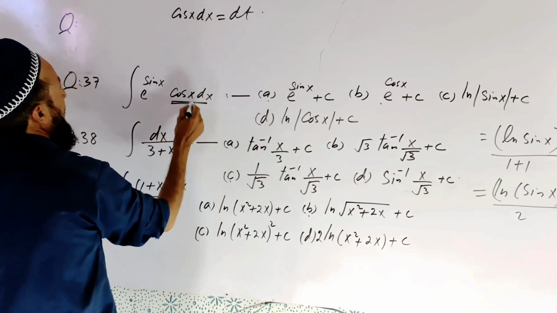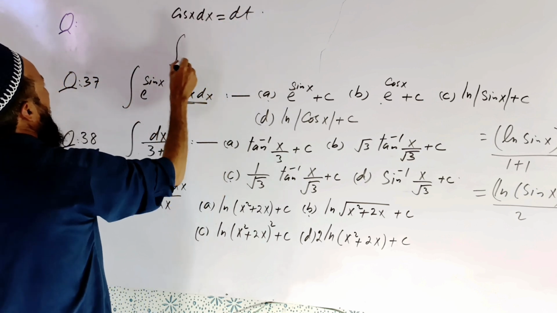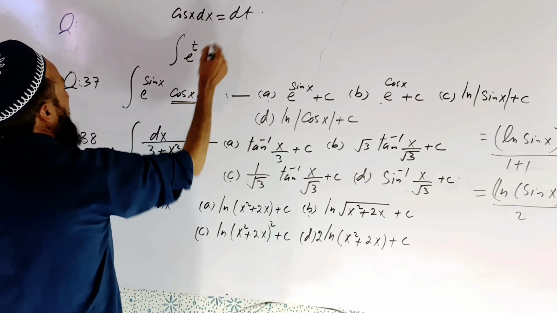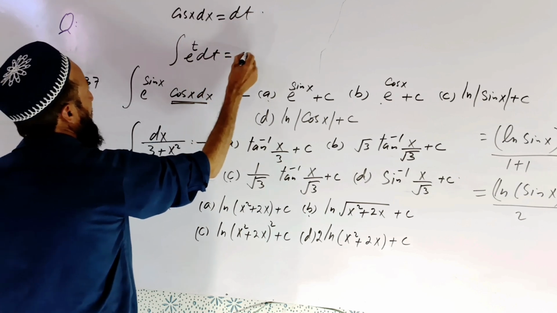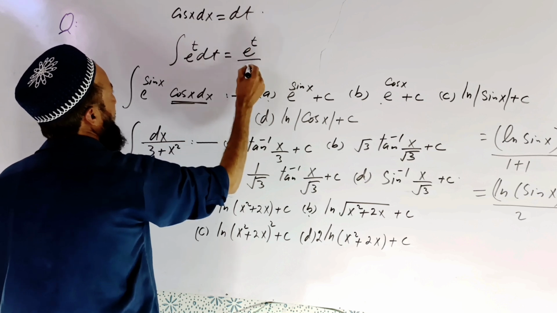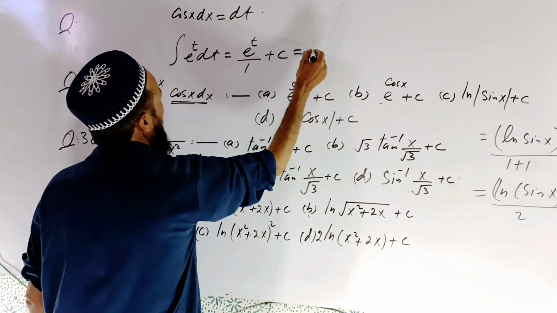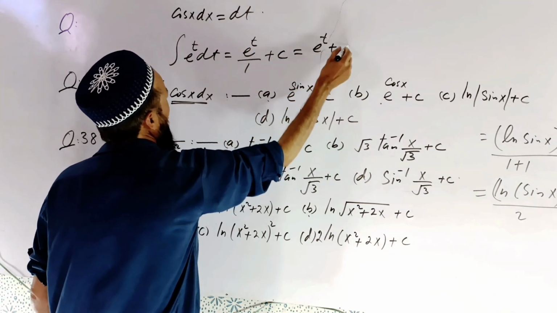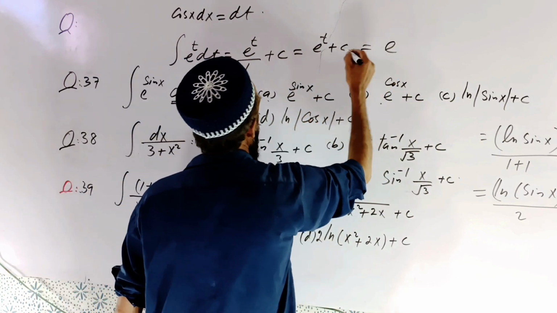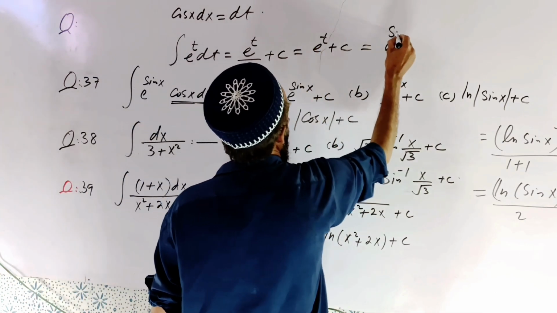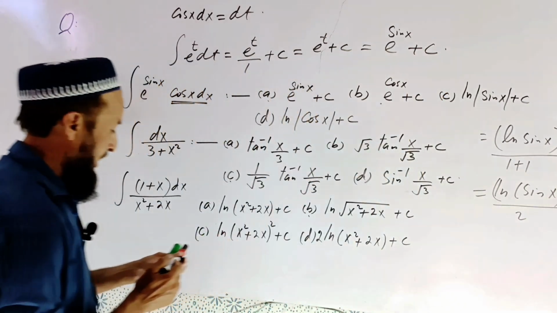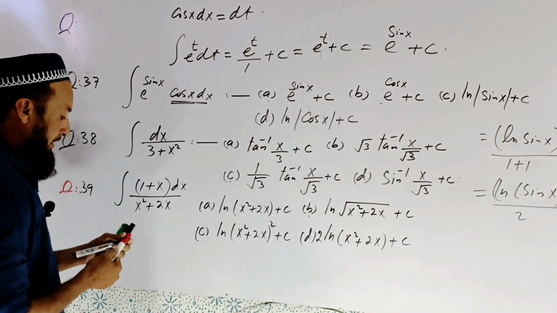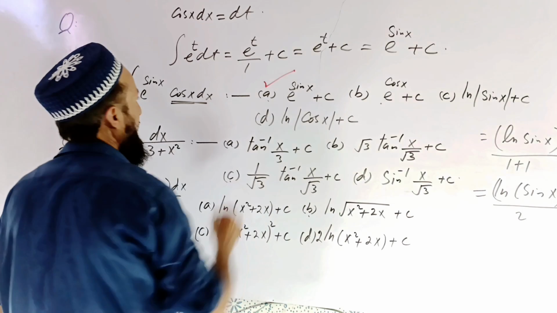So the result is the integral of e power t dt, and the derivative of e power t is e power t, plus c. So e power t plus c, and here e power t is equal to e power sin x plus c. So check the answer. Option A is the correct option. Option A is correct.